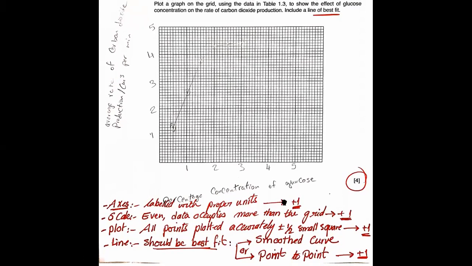Regarding the line, which is maybe a little bit hard for many of the students, the line should be best fit. What's the meaning of best fit? It should not pass through all of the points. No, it should not. It should be a smooth curve, freehand. Should be smooth curved, freehand.